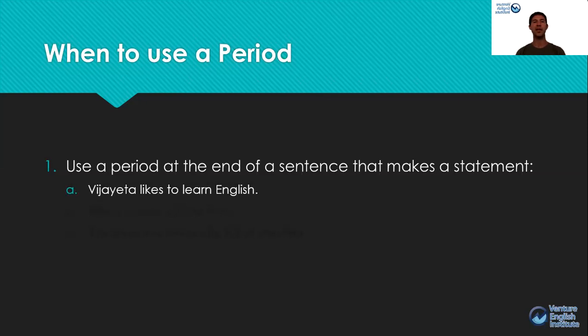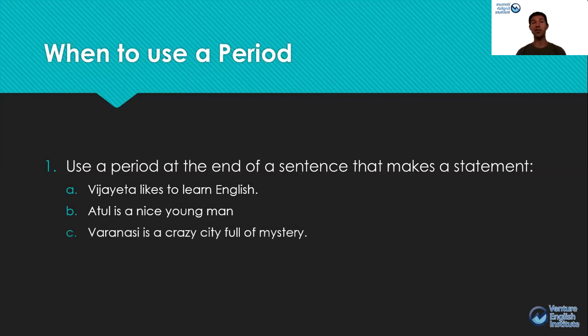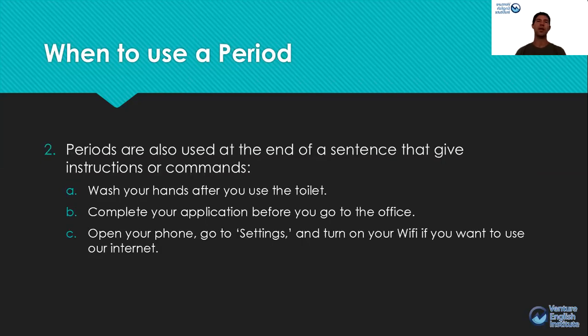For instance, how about this? Vijeta likes to learn English. Here we have a simple statement about this young woman and what she likes to do. She likes to learn English. Another example of a sentence that makes a statement is, Atul is a nice young man. There we have a very clear thought about Atul and that he is a nice young man. Or how about this? Varanasi is a crazy city full of mystery. Same thing, we just have a simple statement about the city of Varanasi. So we use periods in sentences that make statements.